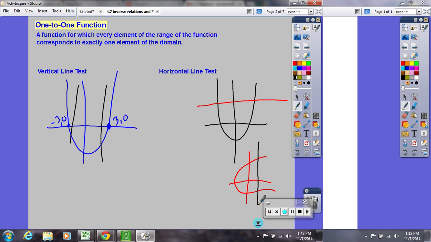So let me explain this. This is not a one-to-one, because not every x has its very own y. So therefore, if it's not one-to-one, then I know automatically that its inverse isn't a function. Does that make sense? Yes.